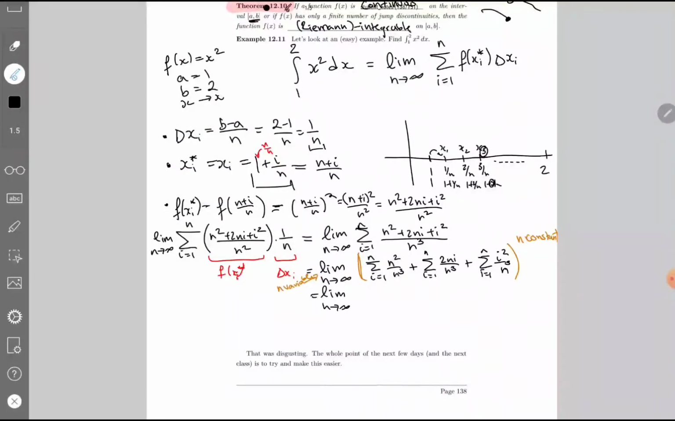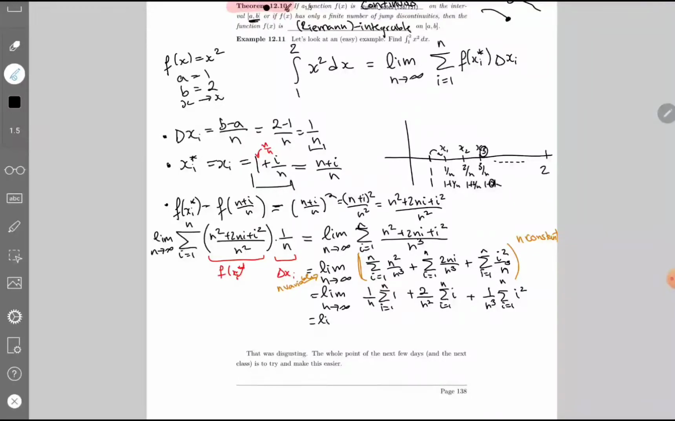So I can cancel some of these, and I get 1 over n, and then the summation of 1, i equals 1 to n. This is something we've seen before, so it should be easily changeable. Here we can do the same thing: 2n over n cubed just cancels out one of the n's, and then the summation of i from i equals 1 to n. This is another one we've seen before. And finally, we bring out the 1 over n cubed, and you get the sum from i equals 1 to n of i squared. Again, here's a third one we've seen before.